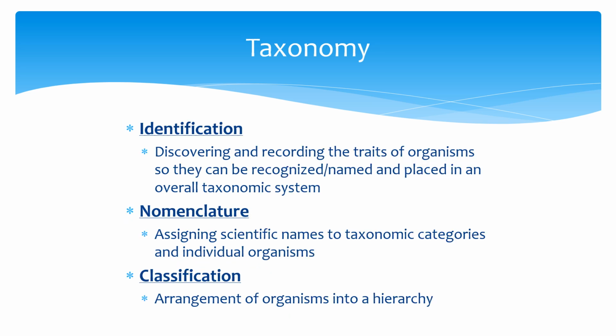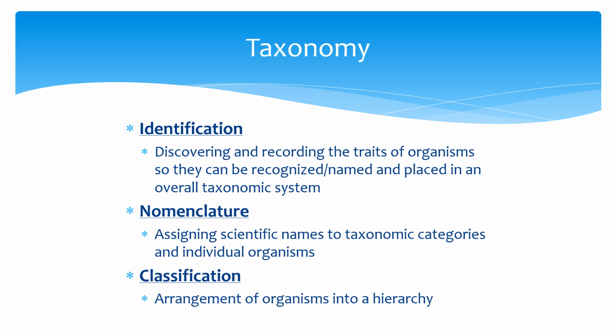So if I had to go in order of this taxonomy, the first thing we do is identification of an organism based on observations of their traits in order to be able to be recognized and then named and then placed in our overall taxonomic system. From there, we would go into the classification, which is that bottom term, which is going to be the arrangement of our organisms into a hierarchy. And we'll talk about that hierarchy here in just a second. I'm sure you've probably heard it before, but we are going to go over it.